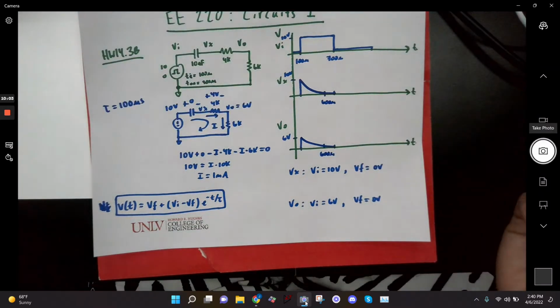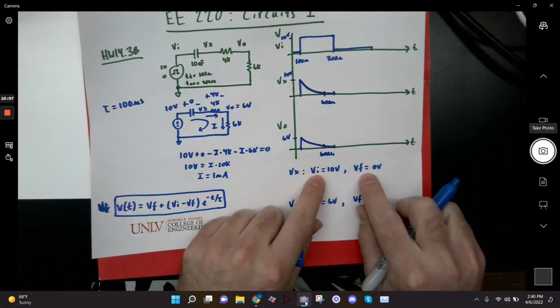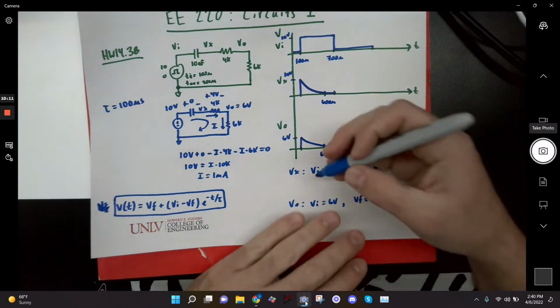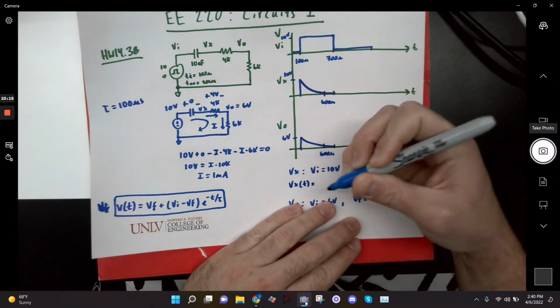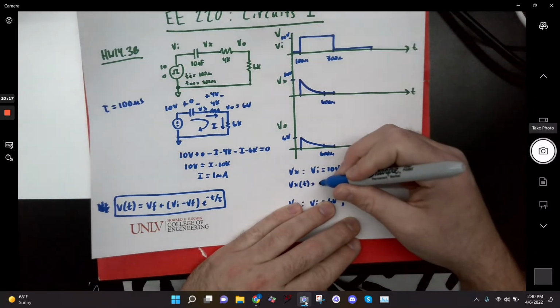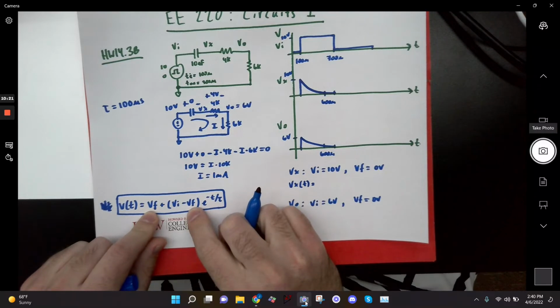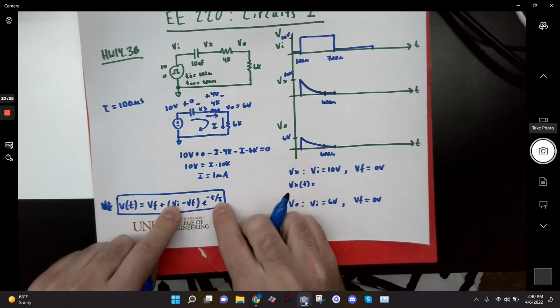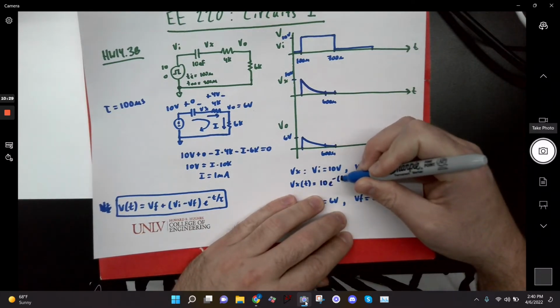Okay, so if I wanted to write equations for these, I would just plug this Vi and this Vf and my tau into this equation. And now I can find actual voltages. So for Vx of t, Vf is 0. Do you see that? So these terms are going to go away, and I basically just end up with Vi e to the minus t over tau. So Vi is 10, e to the minus t.